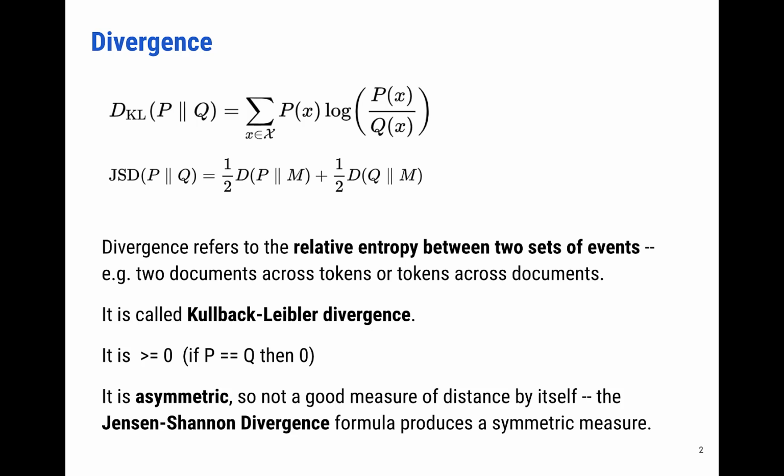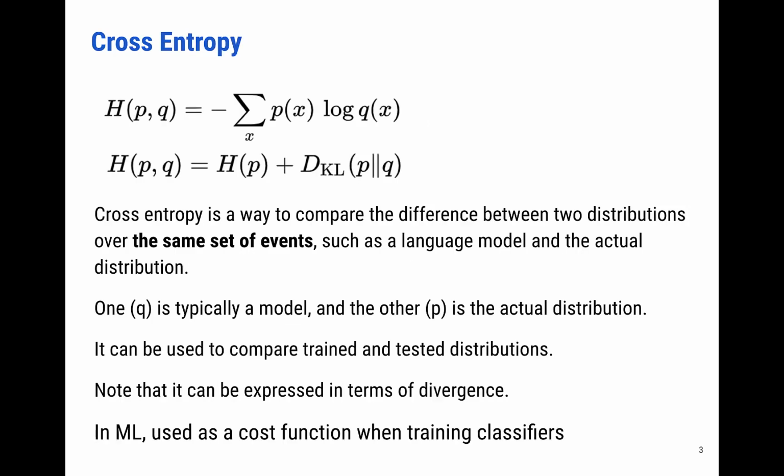Okay, so that's divergence. Another concept is one called cross entropy. It's a way to compare the difference between two distributions that refer to the same set of events, such as a language model and the actual distribution that you find empirically. The Q is typically the model and P is typically the actual distribution. Oftentimes this is used to compare trained and test distributions, and note that it can be expressed in terms of divergence. So you've got the entropy plus the divergence is essentially the cross entropy.